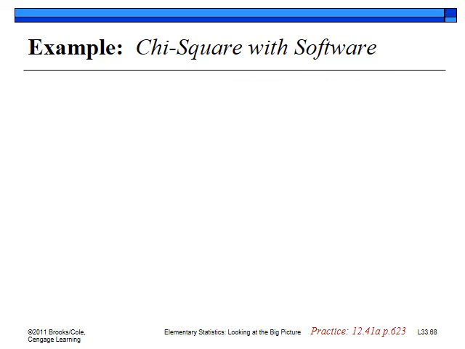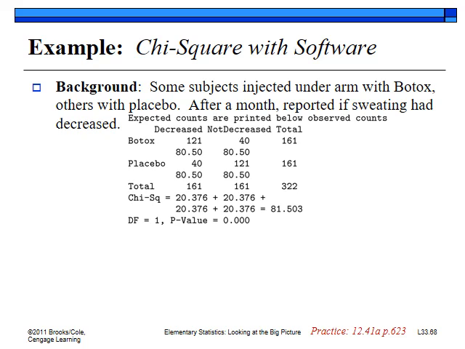So let's take a look at some software output for a chi-square test. Here the explanatory variable is Botox or placebo. The response is sweating decreased or sweating is not decreased. You can see the row totals and column totals are both 161. So we have expected values that are all actually the same, 80.5. So you see the actual values and the expected values right in the table at the same place. So there, 121 is the observed decreased for Botox. 80.5 is the expected decreased.